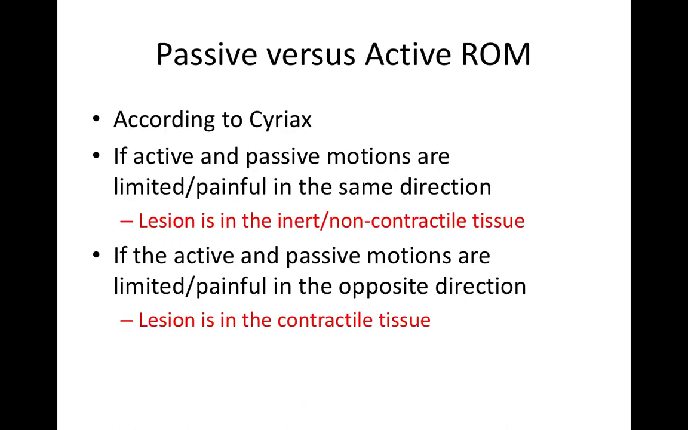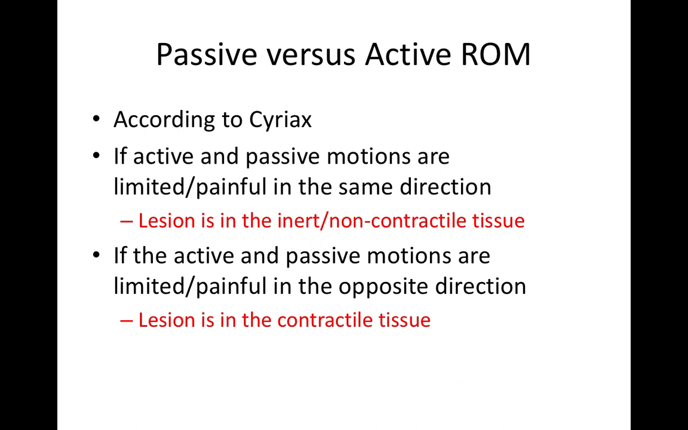Let's talk about passive versus active range of motion. According to Cyriax, if active and passive motions are limited and painful in the same direction, the lesion is in the inert or non-contractile tissue. This is an example of an impairment in the joint. So if we have active that equals passive and they're both limited in the same direction, we can use the example of shoulder flexion. If the limitation is 120 degrees as opposed to our normal 180 degrees, and we get an early abnormal capsule end feel, this typically leads us to believe that the lesion is in the non-contractile or capsular tissue.